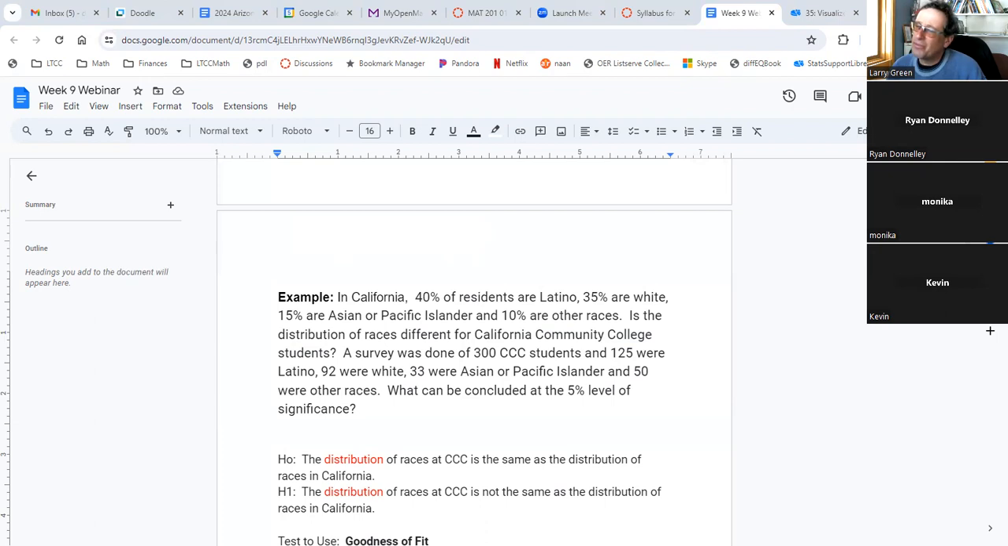It turns out symbols are much messier when you're dealing with this chi-squared stuff. So it's probably better, and I strongly recommend not using symbols when you're dealing with anything in chapter 11. When we're dealing with chi-squared tests, we're going to be using words. And the H naught in this case is the distribution of races at California community colleges is the same as the distribution of races in California. Okay, and we know the exact distribution in California.